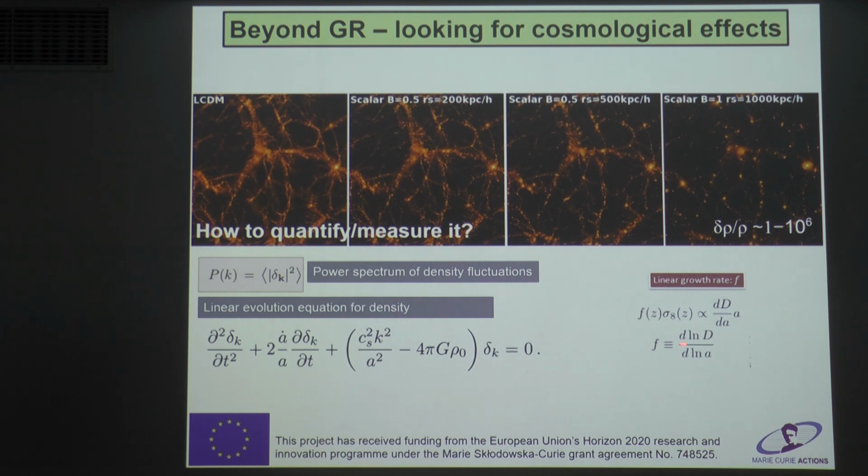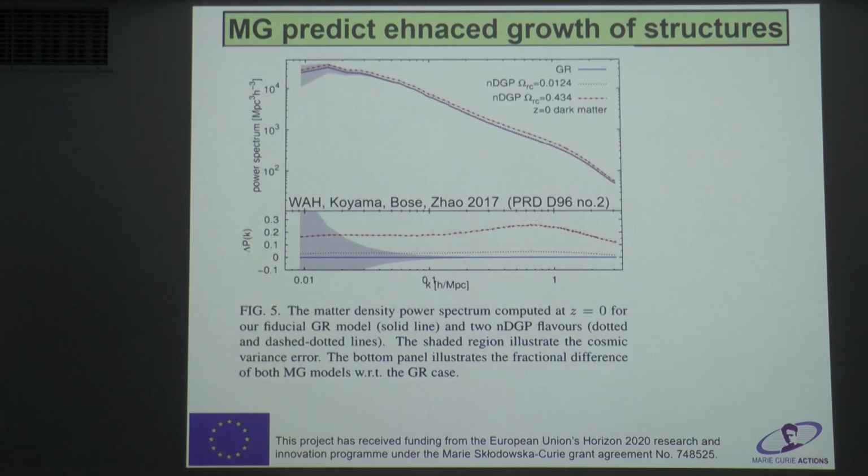Basically, this function f is a logarithmic derivative of the growing mode solution of this partial differential equation with respect to cosmic time. This parameter tells us how quickly, how effectively, structure grows in the universe on all scales. And then later, of course, you involve simulation to see what happens inside galaxies.